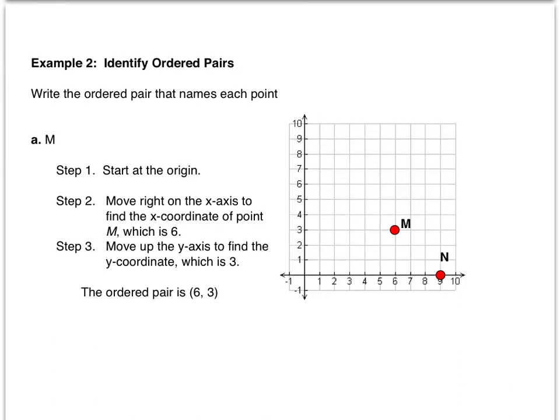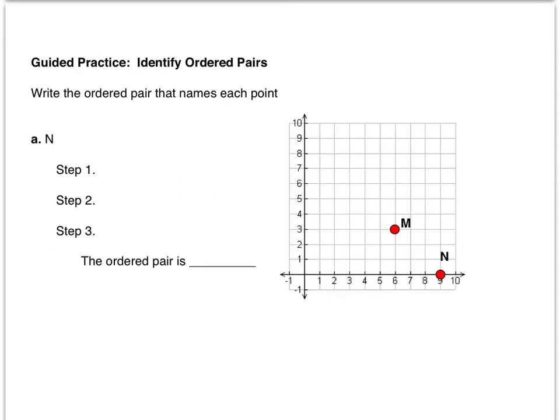In example 2, we're going to identify ordered pairs. Again, this should be review for you, but it's something we need to recall before we move on to graphing equations. Write the ordered pair that names each point. In example A, it asks us to write the ordered pair for point M. So we'll start at the origin and we'll move right on the x-axis until we find the x-coordinate. And that's at 6. So the x-coordinate of point M is 6. And then we'll move up until we find the y-coordinate. The y-coordinate is 3, so the ordered pair is (6, 3).